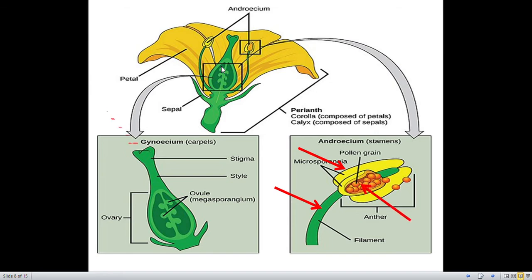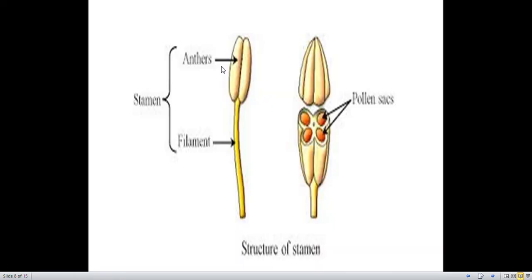The female part, carpel or gynoecium, consists of stigma, style, ovary, and inside the ovary there is ovule, that is the female reproductive cell. So we can see the anthers are containing the pollen sacs, and each anther is containing 4 pollen sacs, which contain the pollen grains, that is the male reproductive cells.